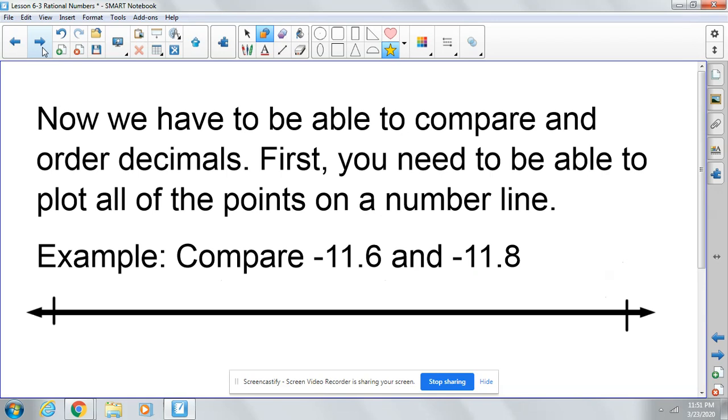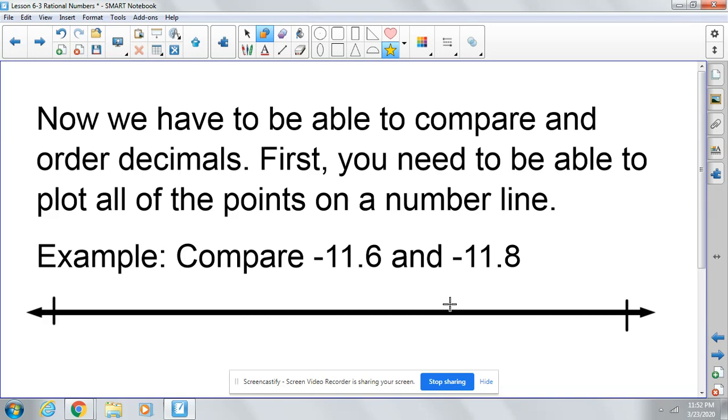Okay. Now, when it comes to comparing decimals, and you have to tell me which decimal is greater than, less than, or equal to the other decimal, or if you have to order decimals from least to greatest or greatest to least, sometimes you can use a number line to help you figure this out. Now, it's not necessary. You don't have to use a number line, but it can be helpful.